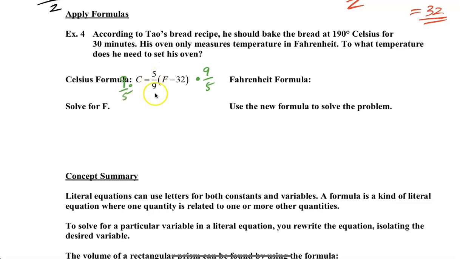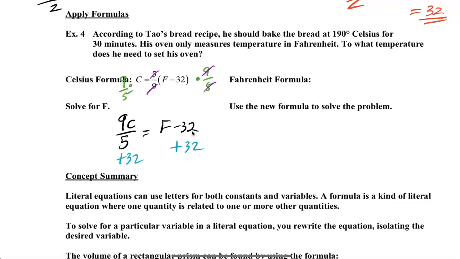The easiest way to get rid of a fraction is to multiply by the reciprocal. That way the 9 would cancel out with the 9 in the denominator, and the 5 cancels out with the 5 in the numerator. So we have 9C over 5 equals F minus 32. Again, if you wanted to, you could take it in 2 steps. You could multiply by 9 and then divide by 5. That also works. And when we get to here, I still want to get F by itself, so let's get rid of that 32. We're just going to add 32 to both sides.